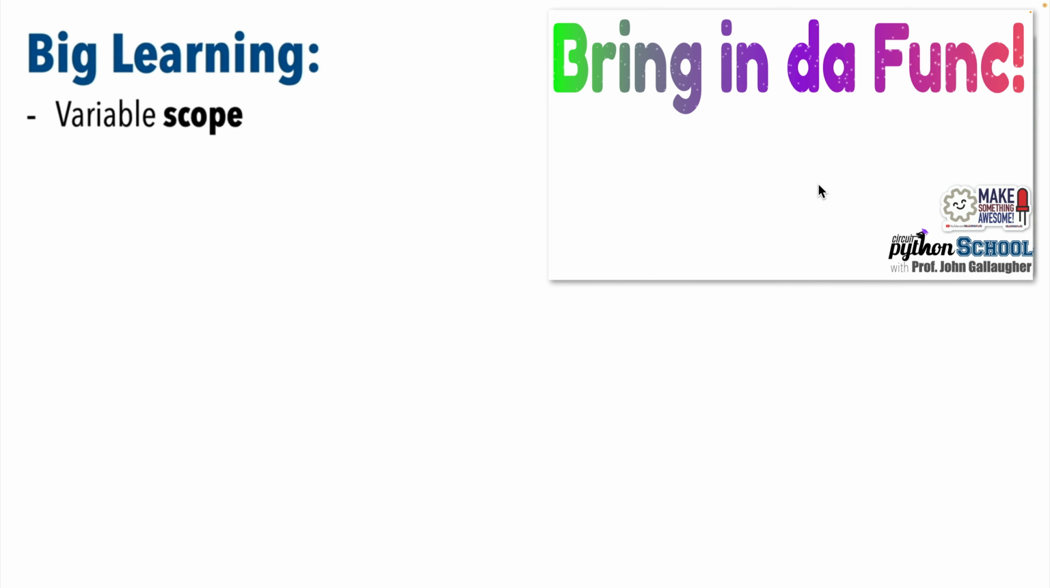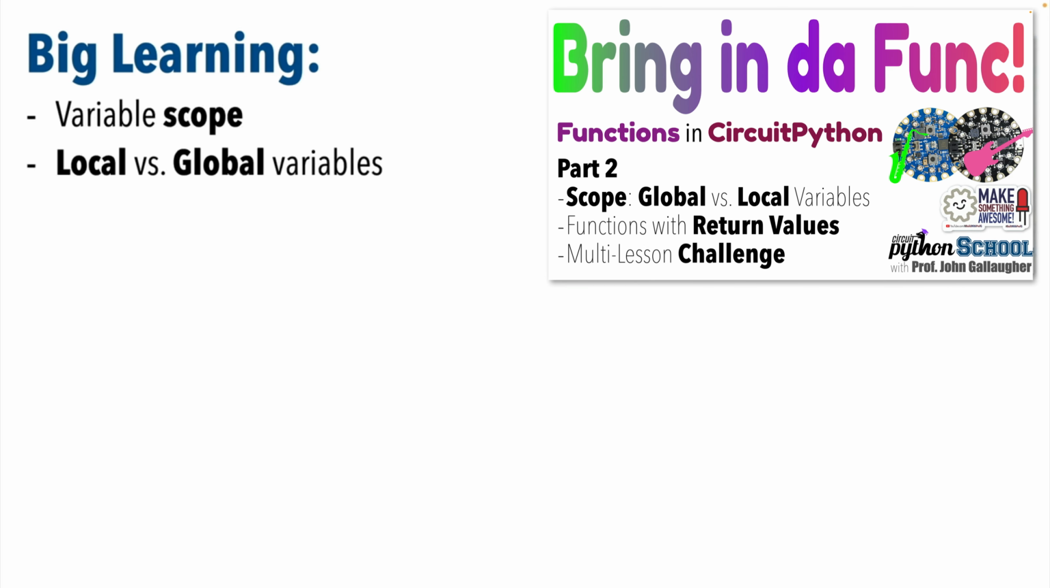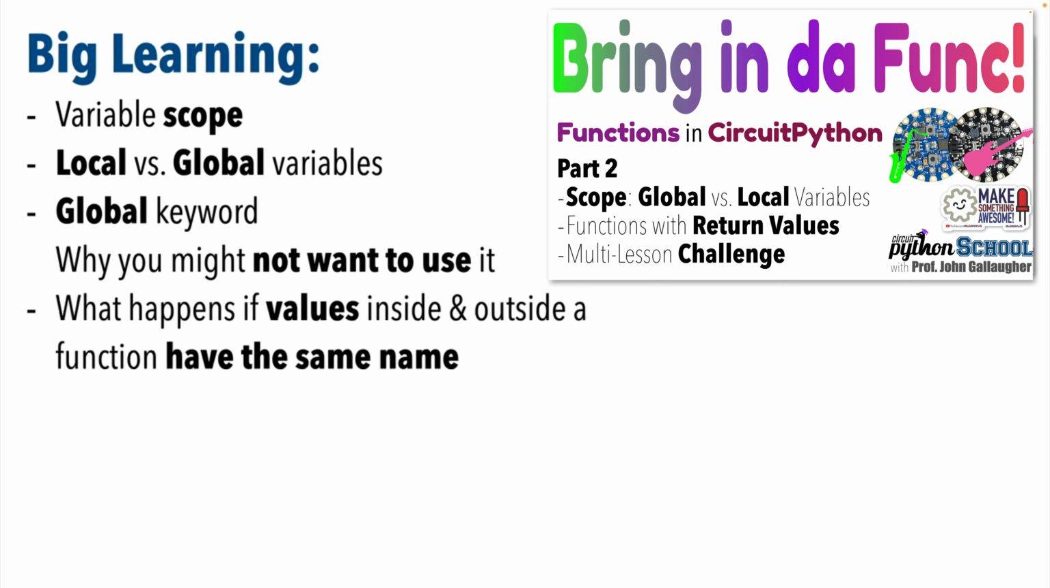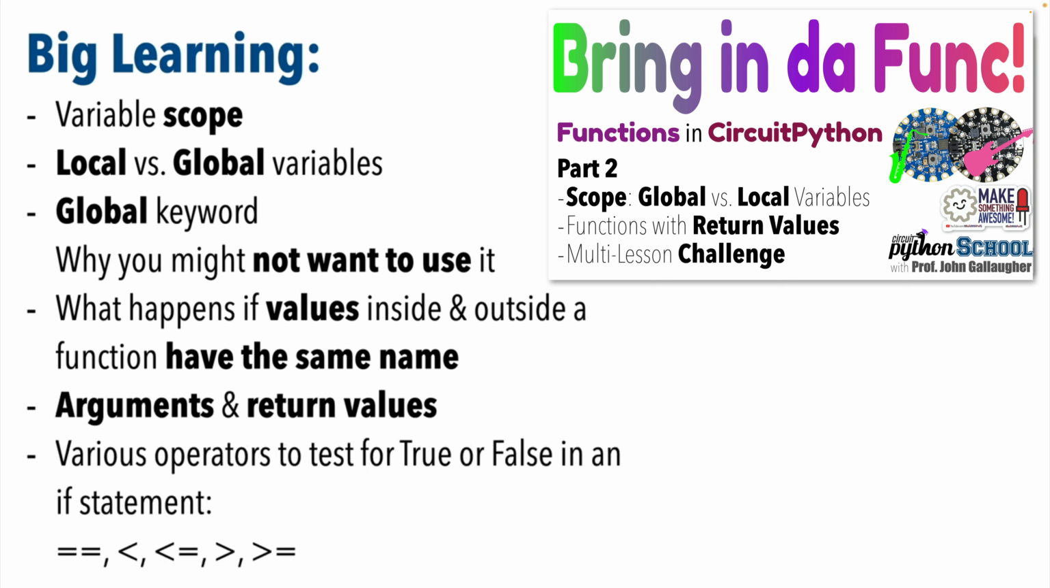But in this lesson, we've had some extraordinarily big learning. You learned about variable scope, local versus global variables, the global keyword, why you might not want to use it, what happens if values inside and outside a function have the same name, function arguments and return values, and various operators to test for truth or falsehood inside of an if statement. The double equals, the less than or equal to, greater than or equal to.